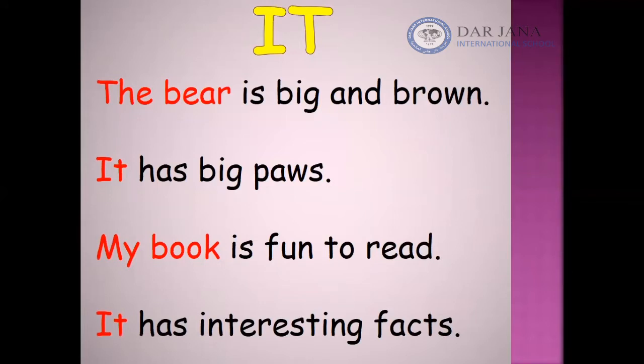The bear is big and brown. It has big paws. Okay, so here we have the bear and we replaced it with it. Let's look at the next one. My book is fun to read. It has interesting facts. Okay, so we replaced my book with it, because it's a thing. And the bear is an animal, so we replace it with the pronoun it. Okay, so a pronoun just takes the place of the noun.